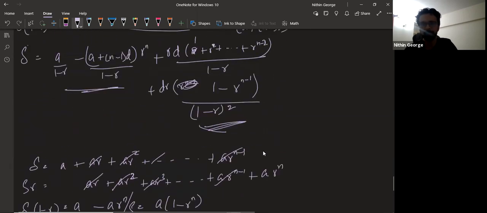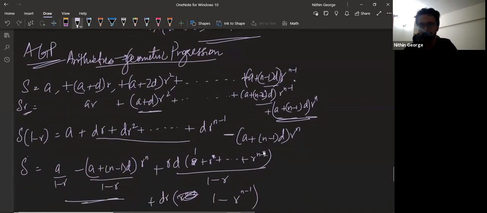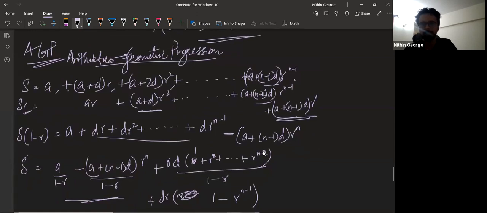I hope this was clear to everybody. So the method is what is important. Once you see an AGP, multiply it by R once and then subtract both the equations.